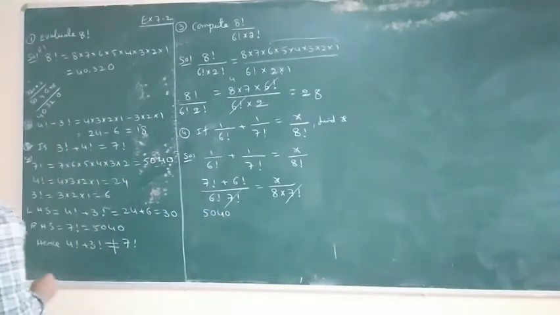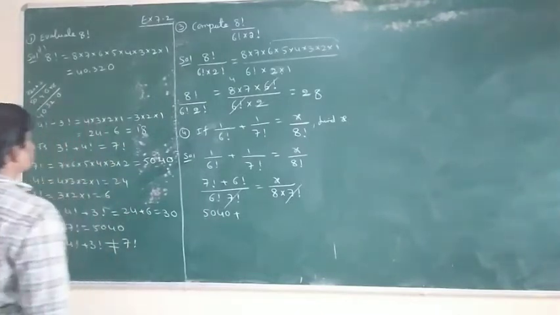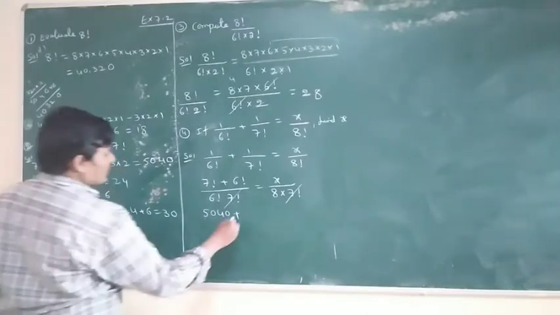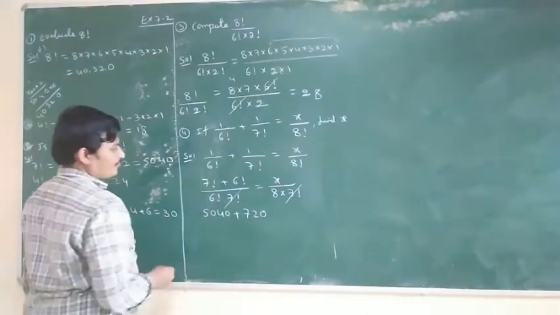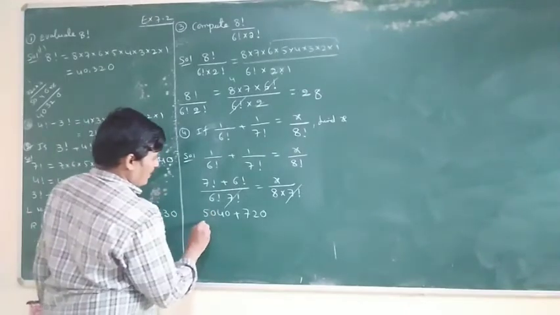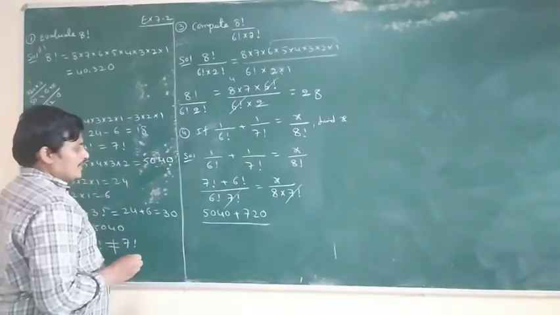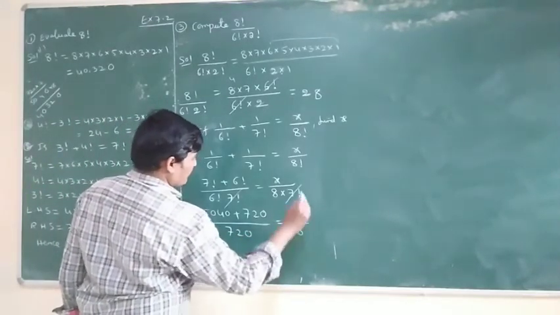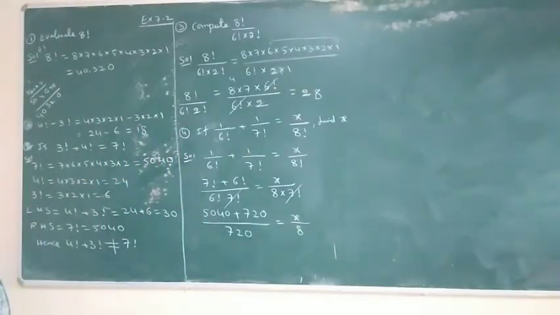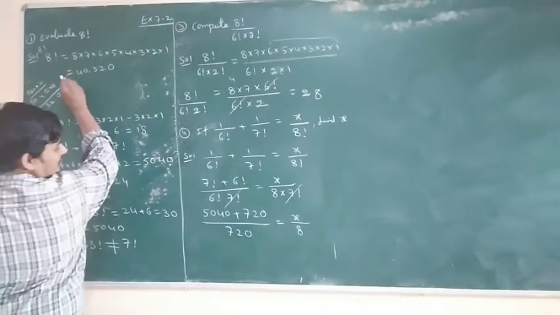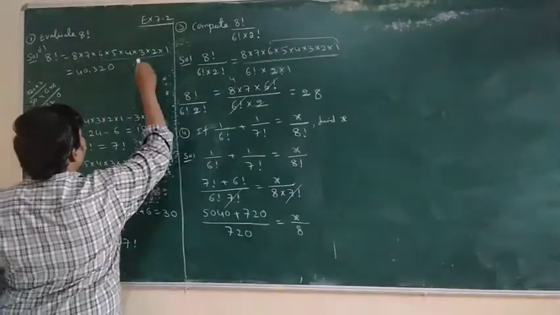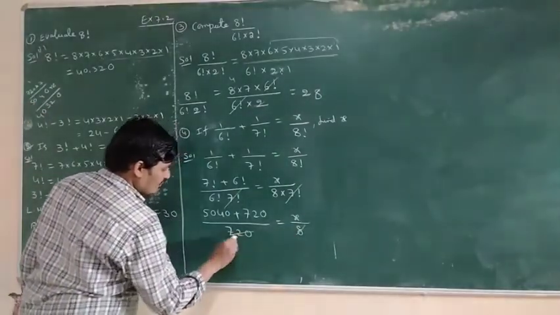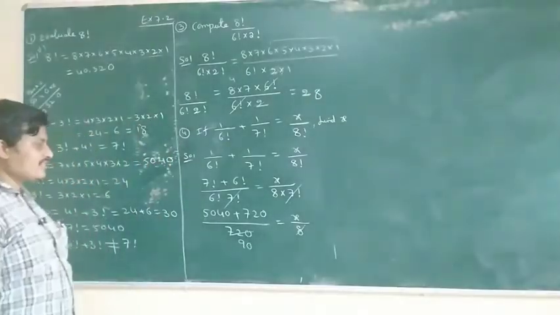7 factorial value is 5040 plus 6 factorial value is 720, divided by 6 factorial value also 720, is equal to x by 8. So x by 8, the 6 factorial here, 8 times 90, 9 into 8 is 720.